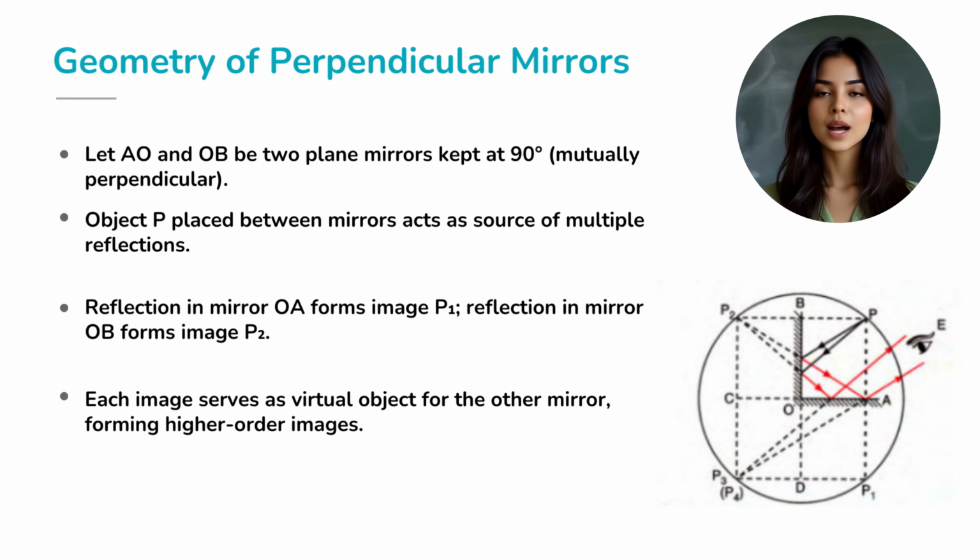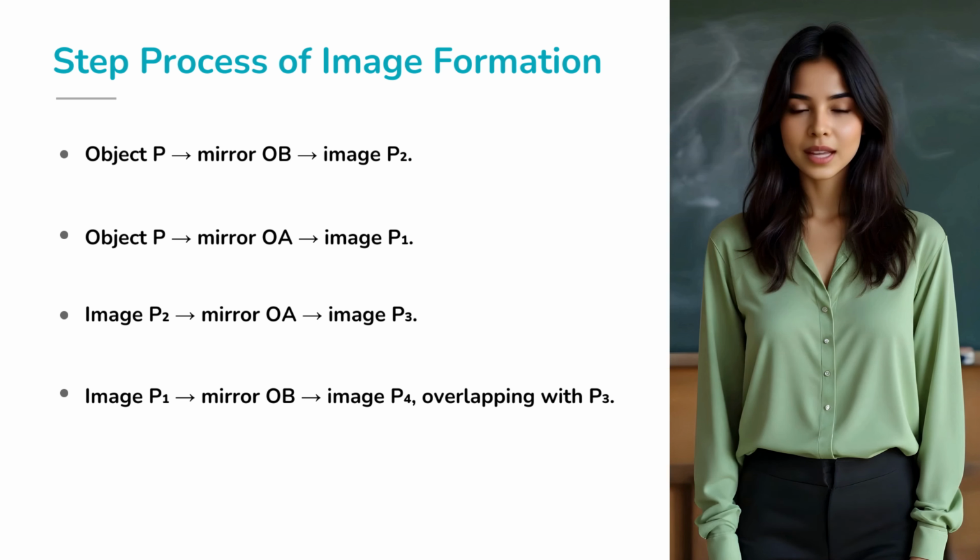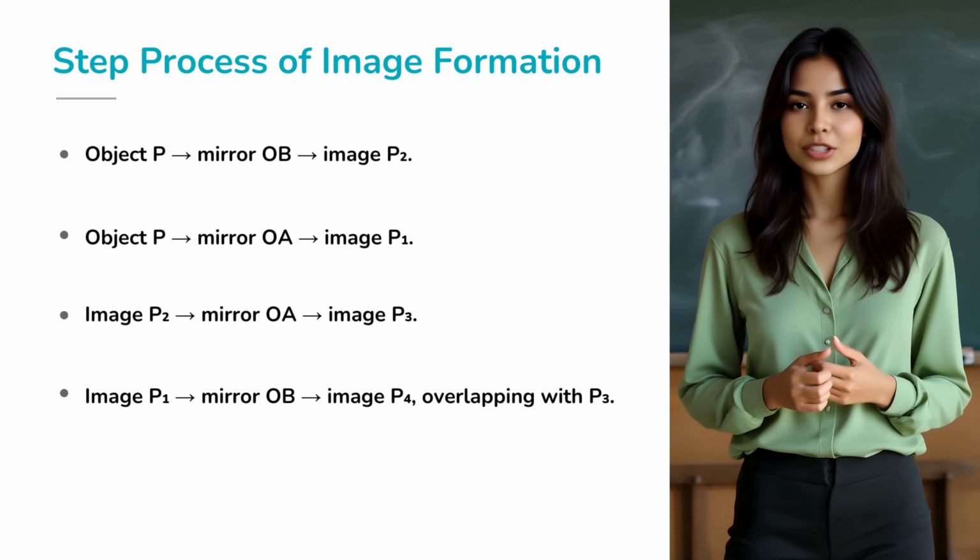Alright, let's set up the geometry. Imagine two mirrors, OA and OB, standing at right angles, just like two walls meeting in a corner. Place an object P right in between them. The first mirror, OA, gives you image P1. The second mirror, OB, gives you image P2. But here's the fun twist. Each of these images acts as a new object for the other mirror. It's like the mirrors are playing tennis, tossing your reflection back and forth. Let's go step by step to untangle this.